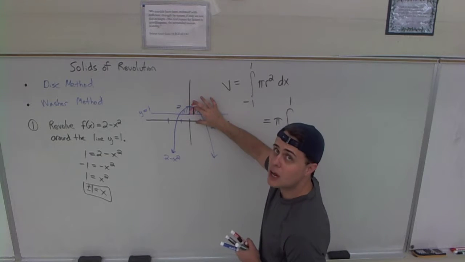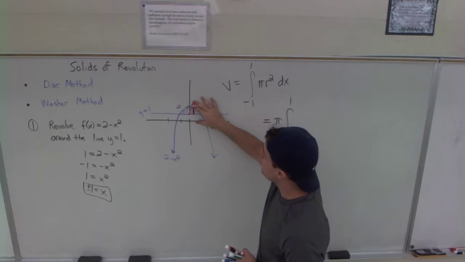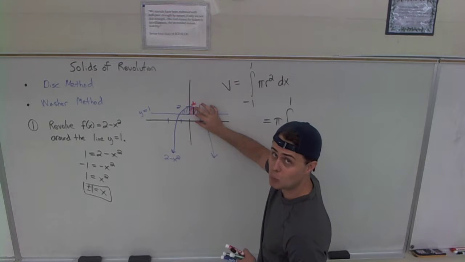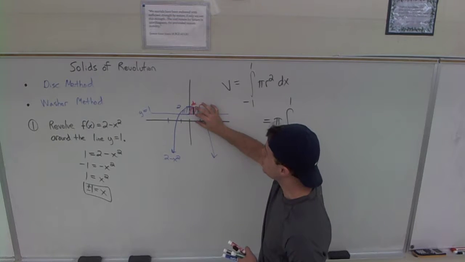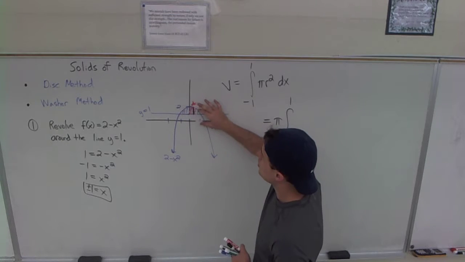So this long is how high the function is, or 2 minus x squared. So we need to go 2 minus x squared minus this part, which is fixed at 1. You always want to think about what's changing and what's fixed. This is changing as you go along the curve in that region. 1 is not changing at all.